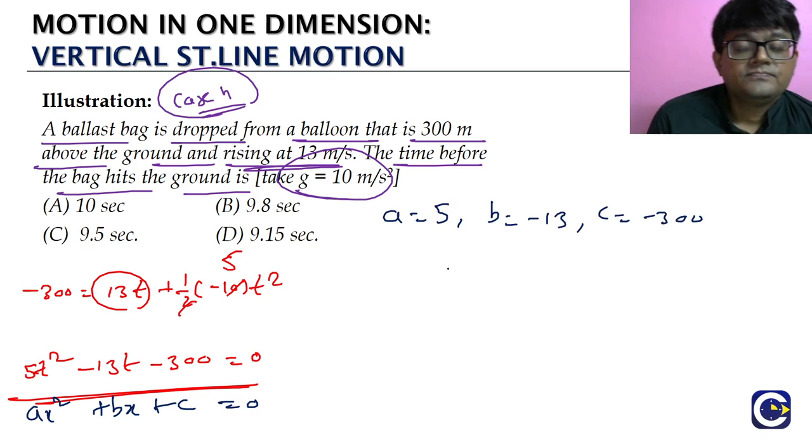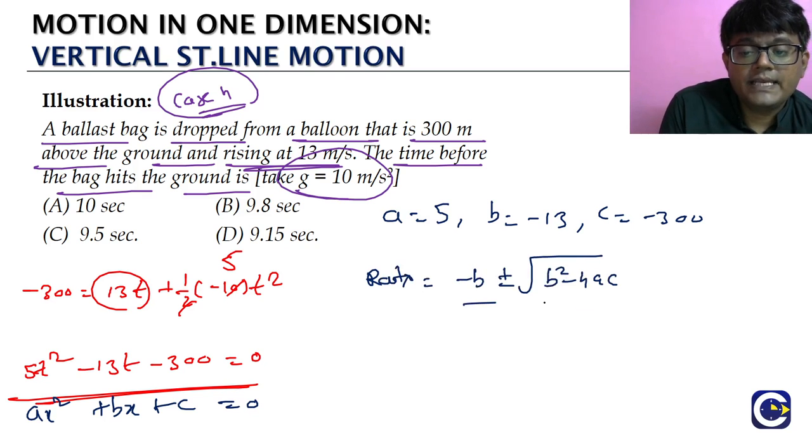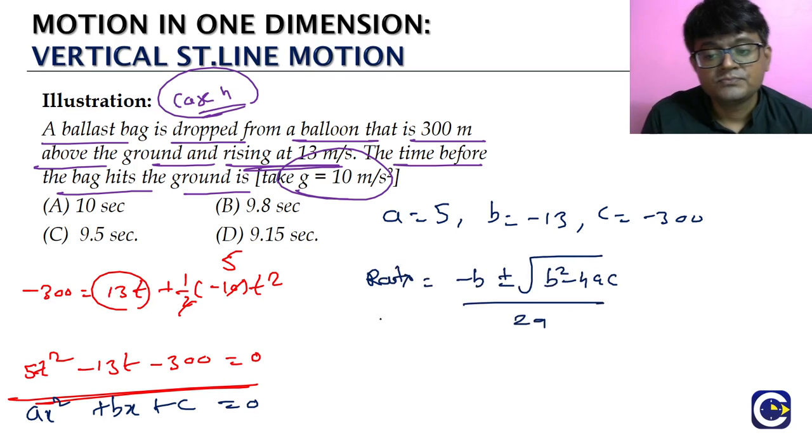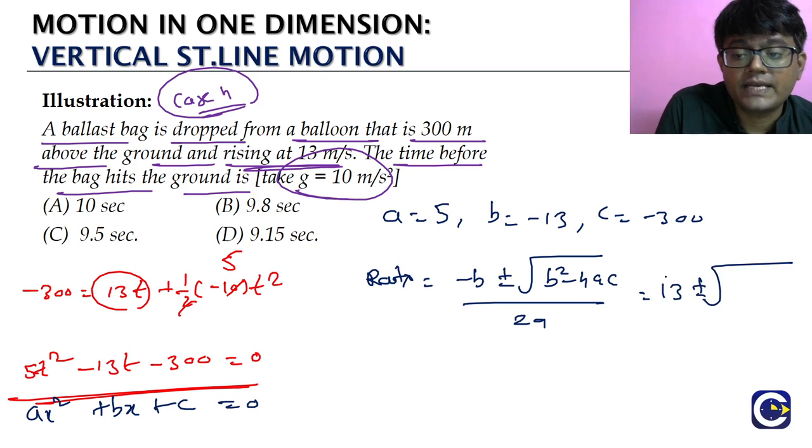Minus 300. Okay, then what will be the roots? Roots of the quadratic are given by minus b plus or minus root of b square minus 4ac by 2a. Minus b means minus of minus 13, which means plus 13, plus or minus root of b square.